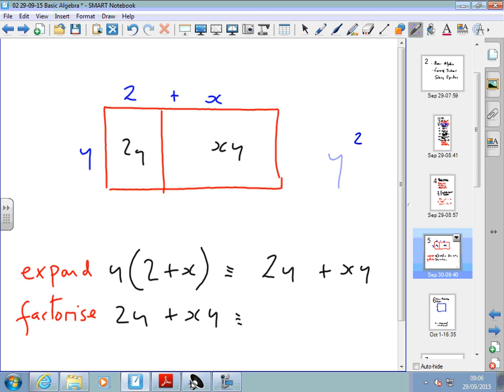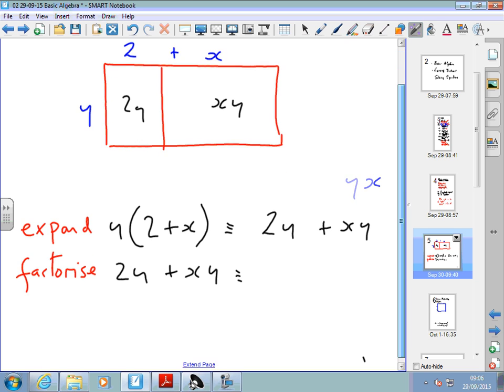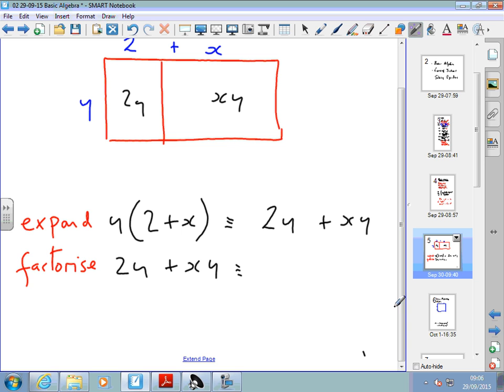And equally, by convention, we tend to write the letters in alphabetical order if there's more than one. So xy, not yx. But they are the same. So it's not wrong, it's just convention. So if we expand out brackets, we get this.